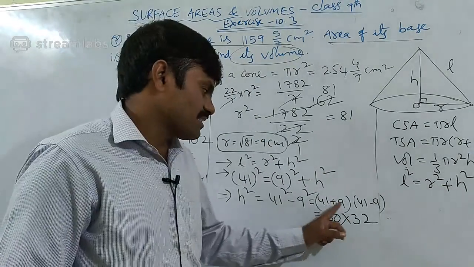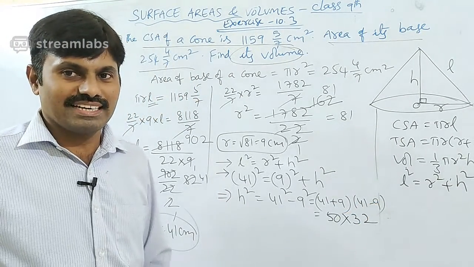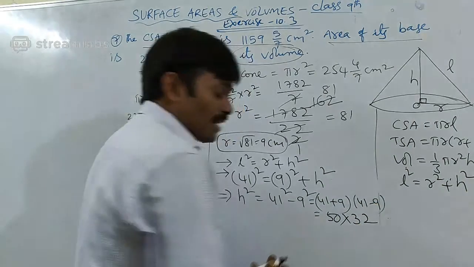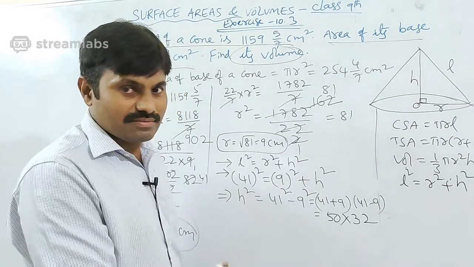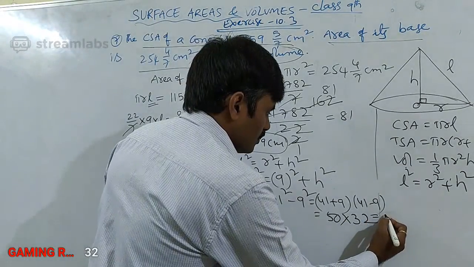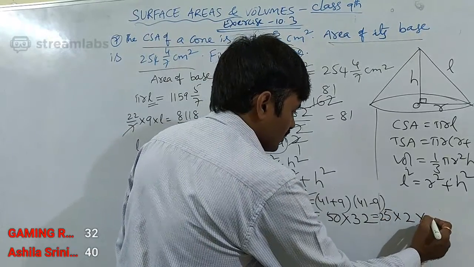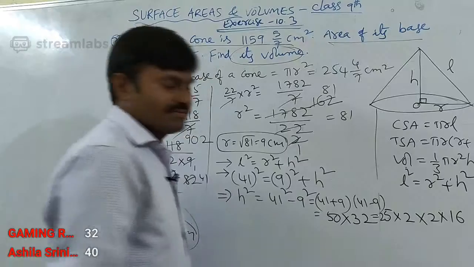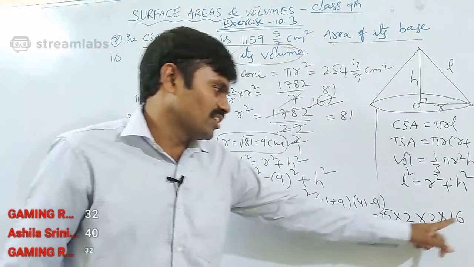41 plus 9 is 50, into 41 minus 9 is 32. Okay, clear. Now don't multiply it. See, simple technique: write as perfect squares. So 50 can be written as 25 into 2, and 32 can be written as 2 into 16. Any doubt? Yes, 25 into 2, 2 into 16.